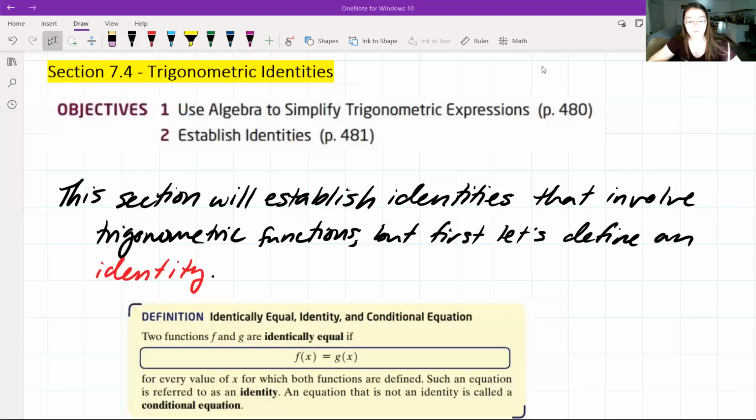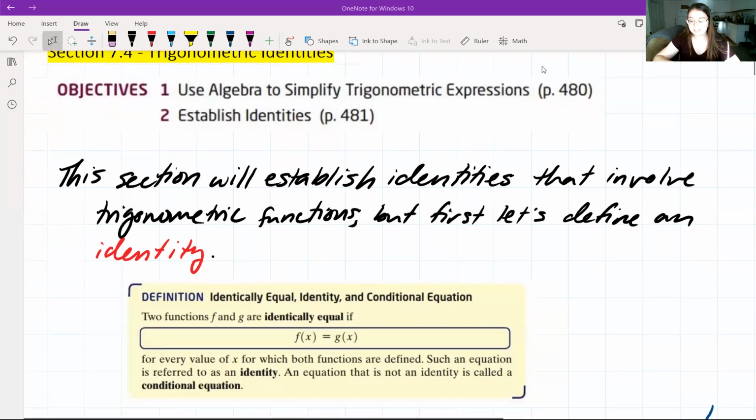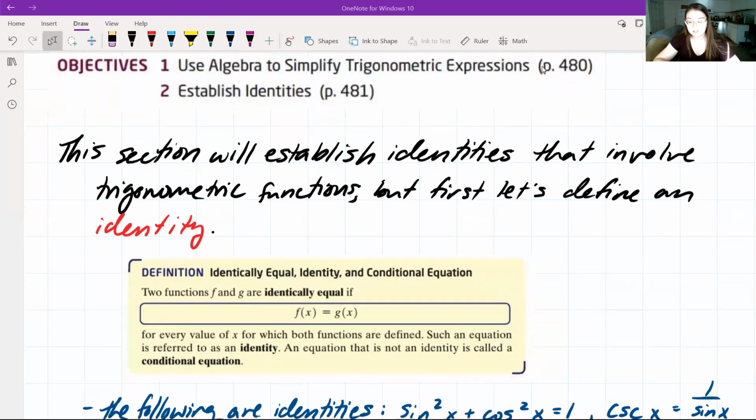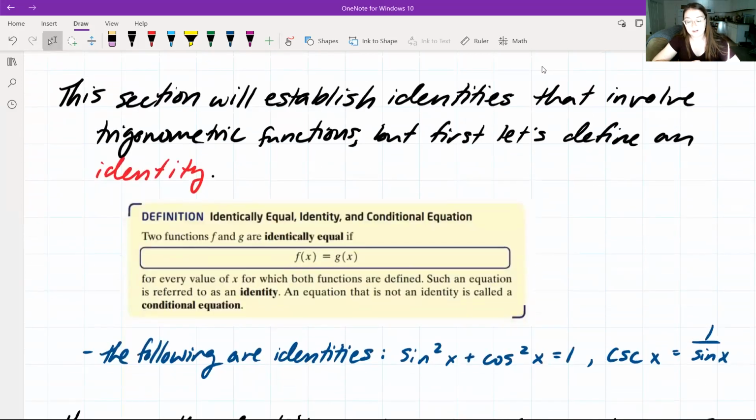All right, hello everyone. Section 7.4 is going to be on trigonometric identities. So we only have two objectives in this section. One, we want to use algebra to simplify trigonometric expressions, and two, we just want to establish identities. So this section will establish identities that involve trigonometric functions. First, let's just identify what an identity is.